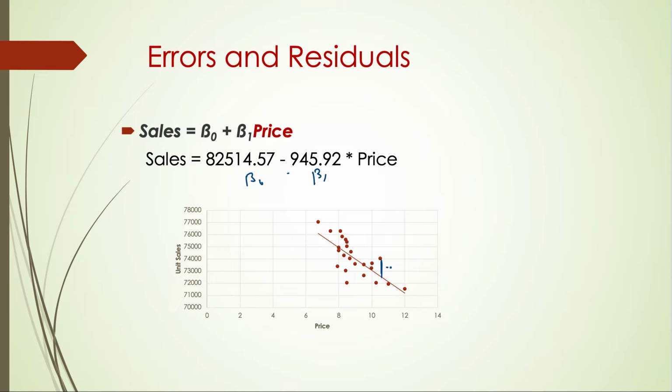So this is a positive residual because actual minus predicted at this price will be this. And the values below this are negative residuals. So big residuals are bad things because our model is far from reality. Smaller is good.